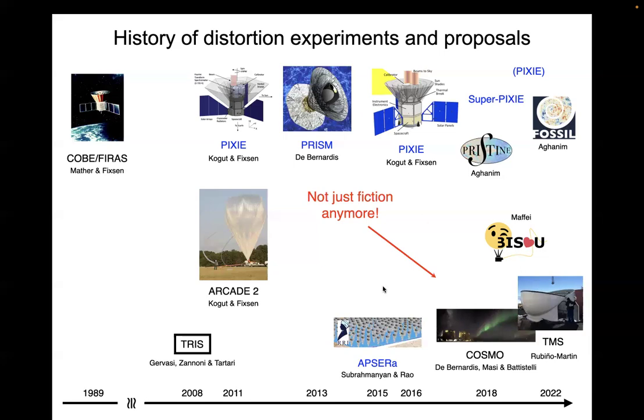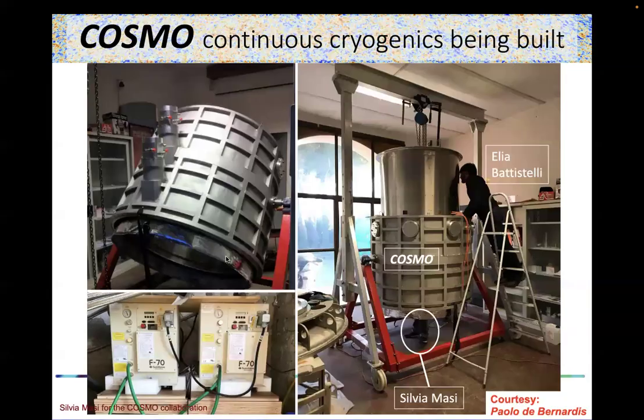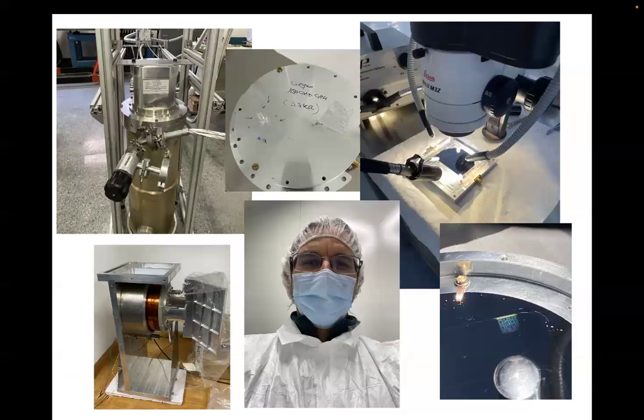So this is not just fiction anymore, and I want to show this. For COSMO, there is indeed progress being made. Here's Kralstad, Elia Battistelli, and Silvia Masi, one can make out her feet, working on this. I was visiting the lab, I think it was 2 years ago, where I was shown, for example, the modulator for the Fourier transform spectrometer. I was extremely happy to see all these components there. And it's basically now just a question of shipping the instrument to Dome C to start taking observations and calibration and so on.